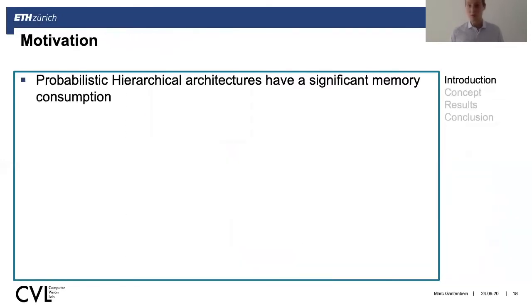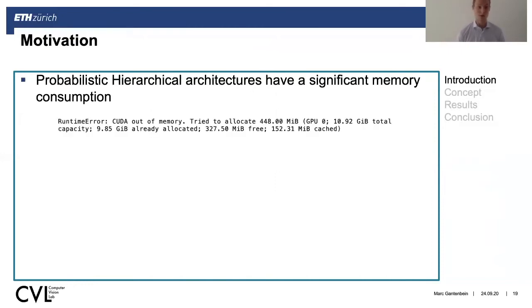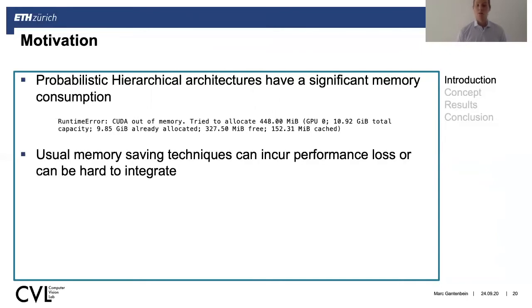So what was then our work? As you might guess, these probabilistic hierarchical architectures have a significant memory consumption. So usually when training and experimenting with them, one ends up with the following error. Our goal was to employ memory saving techniques that do not incur any performance loss. So we have the same performance as before, and the techniques can be easily integrated into various architectures and do not change the convergence behavior or something similar.